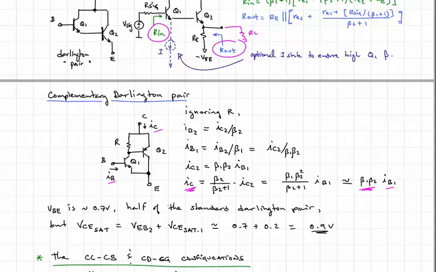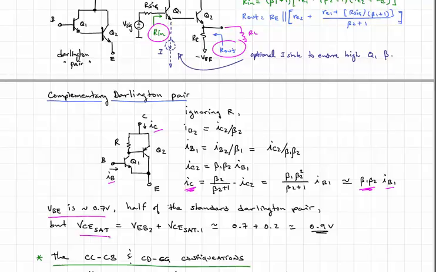And the main trade-off from the conventional Darlington configuration, the non-complementary version, is that the VBE is restored back to about 0.7 volts, because going from the base of the composite device to the emitter only has to travel through one VBE junction. The trade-off, though, for that is that the VCE SAT of this composite device is much higher compared to the non-complementary Darlington pair.